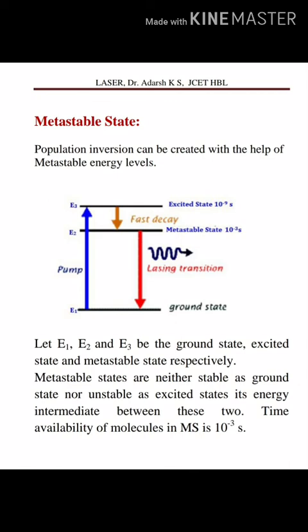Generally, we cannot create population inversion in a normal excited state, because in the normal thermal process the number of atoms is greater in the ground state than in the excited state. But we have another state called the metastable state, which is neither as stable as the ground state nor as unstable as the excited state. In the metastable state the lifetime is about 10 raised to minus 3 seconds, therefore atoms can stay for a much longer time. So in this state we can create more atoms. That is called the metastable state.